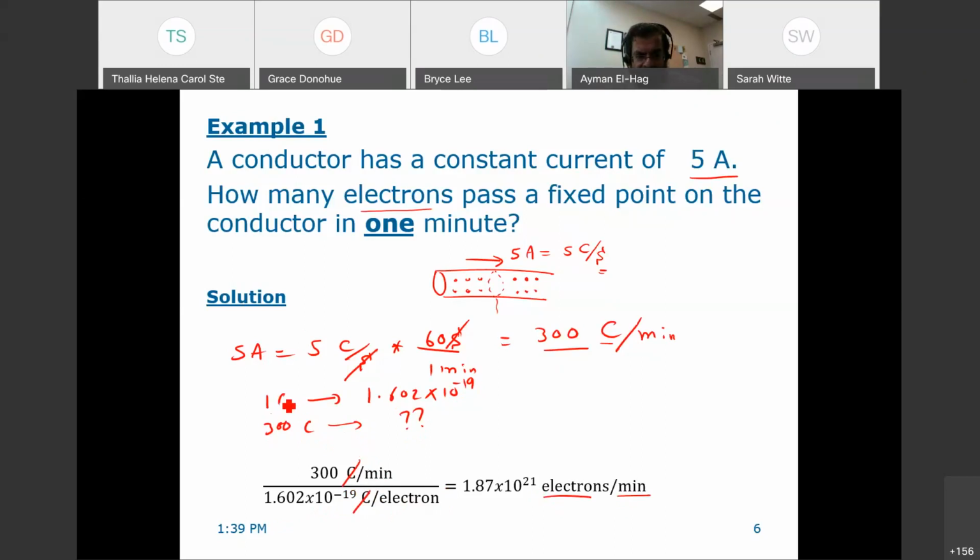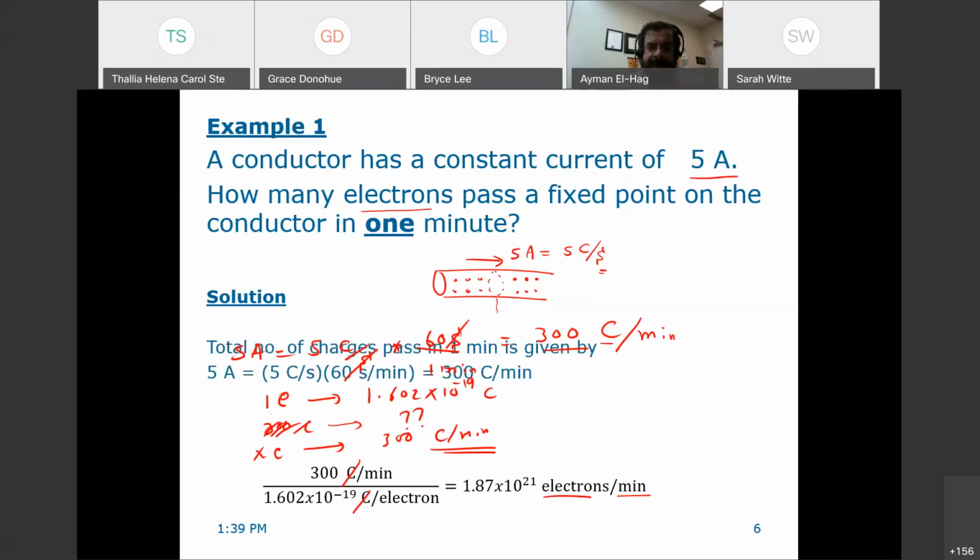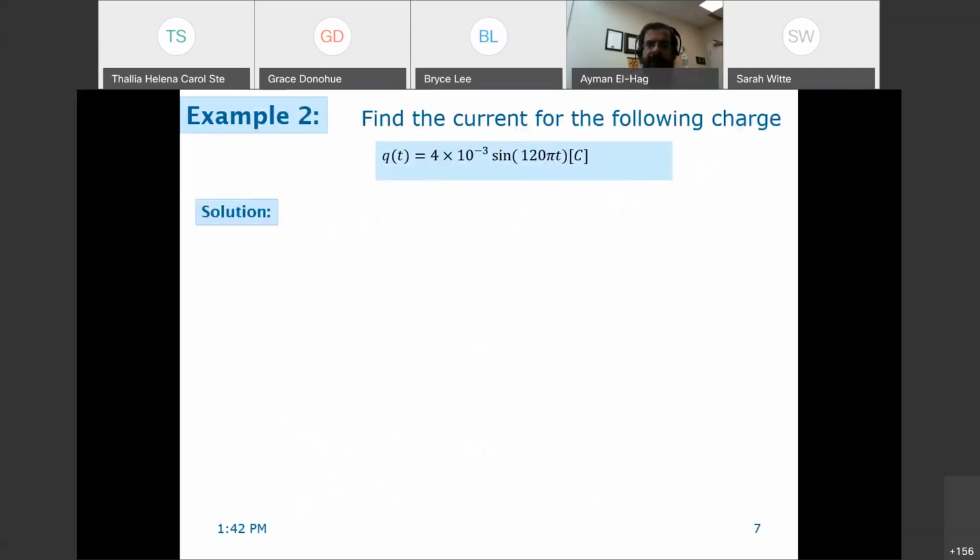Now this is 1 electron, sorry, this is 1 electron. 1 electron is equal to this. Okay, so of this column, I think I wrote it the other way around. So 1 electron is equal to this column. We want to know how many X electrons we will have in 300 coulomb per minute. So this is what we want to find. It is 1.87 times 10 to the power 21. You have the answer there, so you don't need to worry about it.